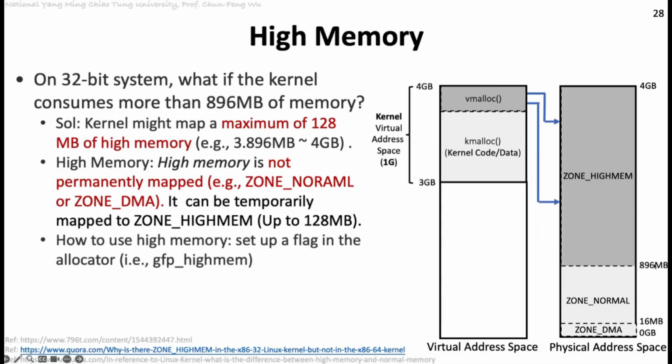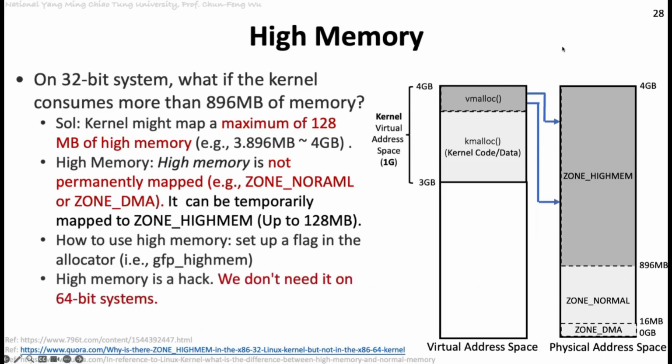So how do we use this high memory in Linux? Actually, you just need to set a flag in the allocator. There is a GFP_HIGHMEM flag. This flag can be set at memory allocation, and then you can allocate from the high memory.